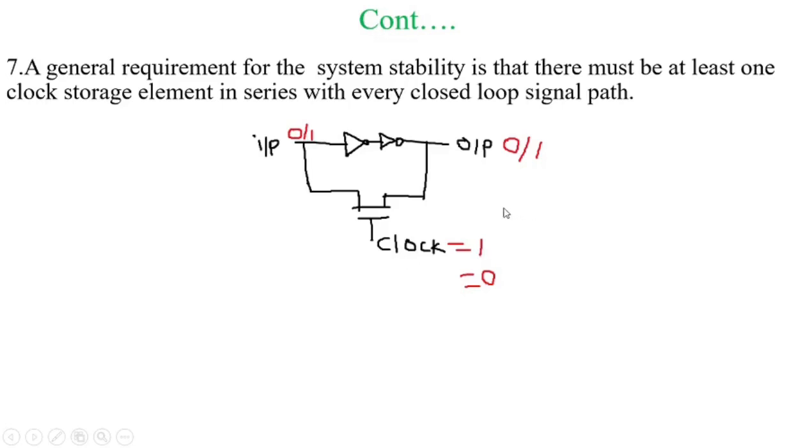For example, at the same time, we give clock signal equal to 0 to the gate terminal of this NMOSFET. At that time, this NMOSFET acts as an open switch. At that time, the output of this D latch holds the earlier data. It means that the earlier output was 1, so this 1 is retained until the clock signal is applied again. With the help of this, we conclude that there is at least one clocked storage element in series with every closed loop signal path.